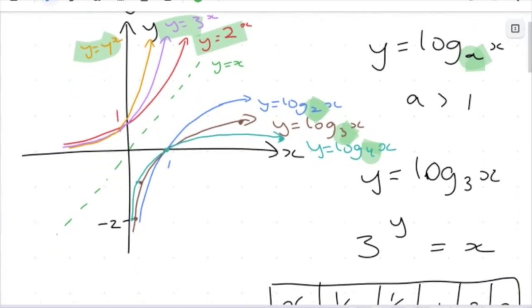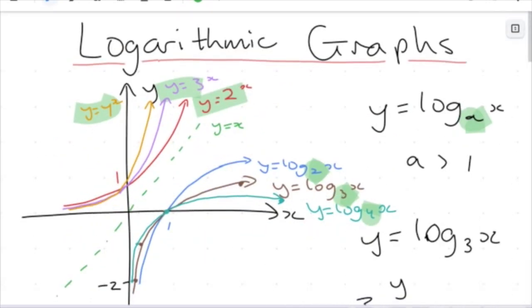But that brings us to the end of this video. We're just introducing these. So in the next video, we'll look at some more formal practice questions in which we have to sketch these logarithmic graphs with multiple transformations.